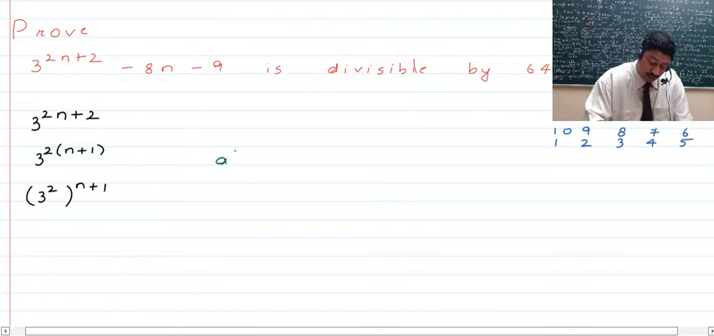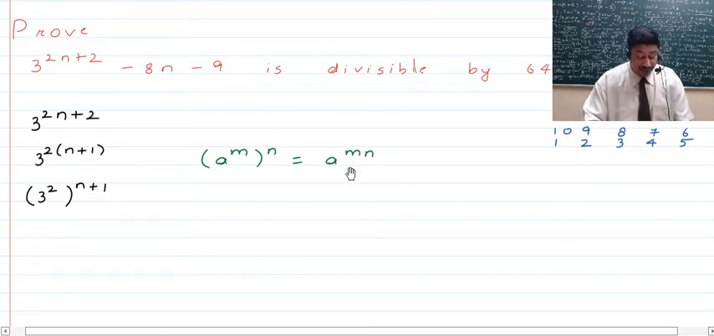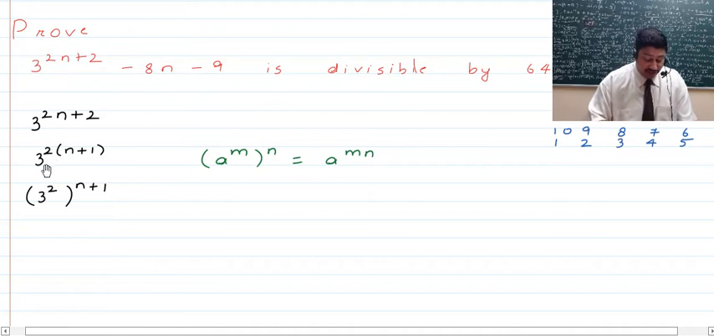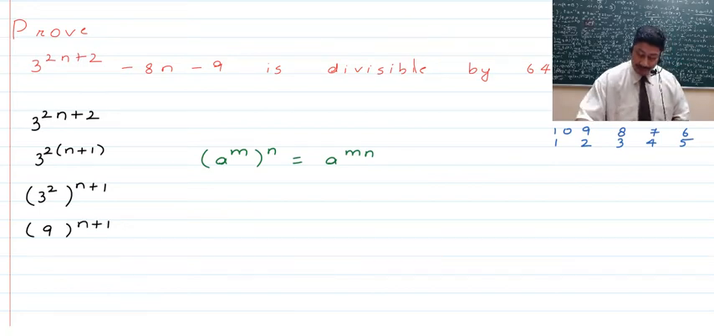which is just the reverse of the rule of indices that you've learned. That is, if you talk about a raised to the power m whole raised to the power n, then that becomes equal to a raised to the power m into n. So here we are using the reverse of it, writing a raised to the power m into n as a raised to the power m whole raised to the power n for our benefit. So next, 3 raised to the power 2 is just 9, because 3 into 3 is equal to 9, which is raised to the power n plus 1.